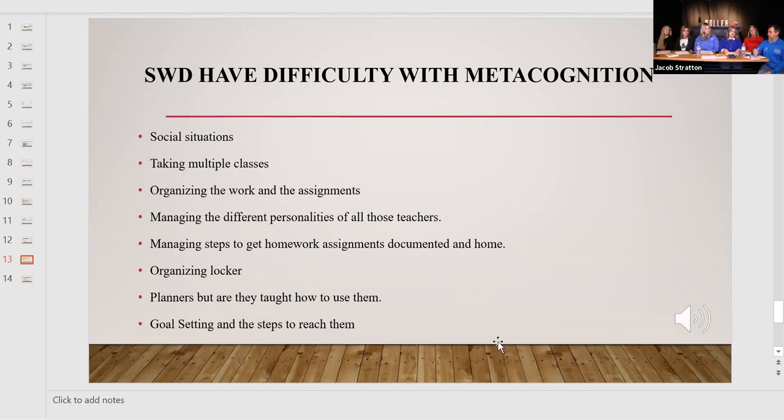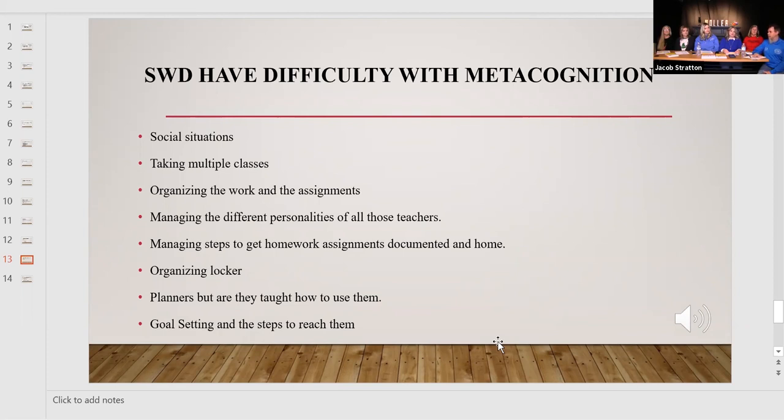Another thing that we see a lot of problems with, I myself have trouble with, is organization. Keeping my locker organized, keeping my desk organized. Anyone else have that problem? Yeah, don't clean it, I'll never find anything on it. But we can teach these kids strategies to be able to keep their workload organized, ideas, some strategies, graphic organizers when they're doing work, checklists, and so on.